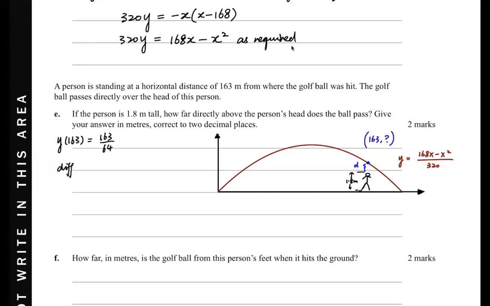So the difference in height is 163 over 64, take away 1.8. Roughly 0.75 meters, okay?